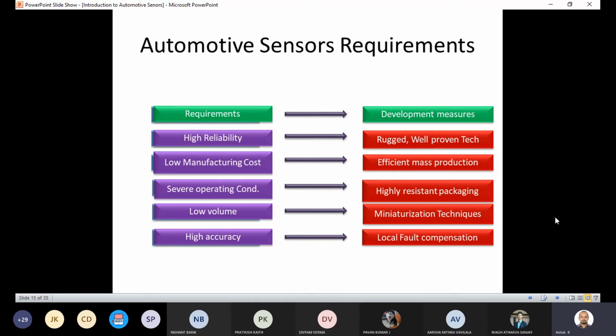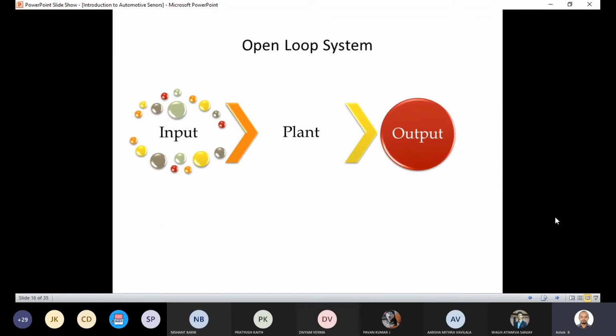For example, in a mobile phone itself we are using a large number of sensors, but a mobile phone does not operate in a very rugged environment at all. Whereas an automotive sensor is supposed to operate in severe operating conditions. And of course the size of the sensor has to be very small, so that miniaturization techniques like MEMS-based sensors can be used for measurement. Similarly, it should provide higher accuracy, so that the output of the sensor can be effectively used for controlling any particular parameter in the ECU. So these are the different requirements of an automotive sensor.